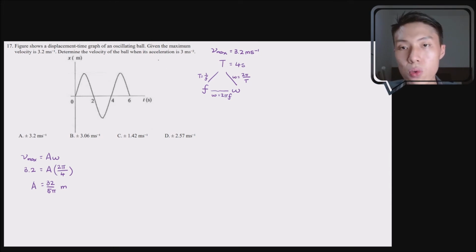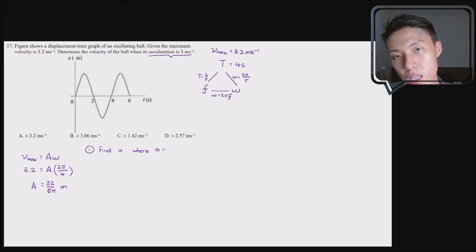We know that we are looking at the velocity of the ball for a specific position, or a specific moment, where the acceleration is 3 meters per second squared. So what we can do is first find the x where the acceleration is 3 meters per second squared. This object is undergoing simple harmonic motion; at a certain position, maybe here, or maybe here, the acceleration will be 3 meters per second squared. If we know the position already, then we can find the velocity at that position, and that will be the answer.